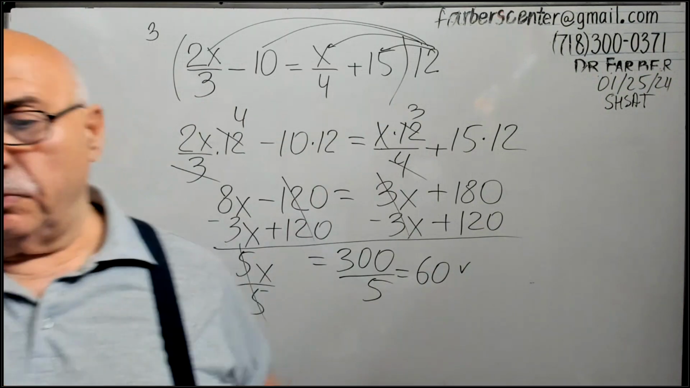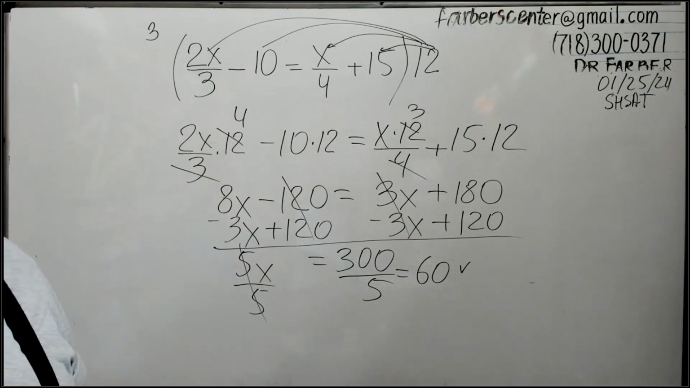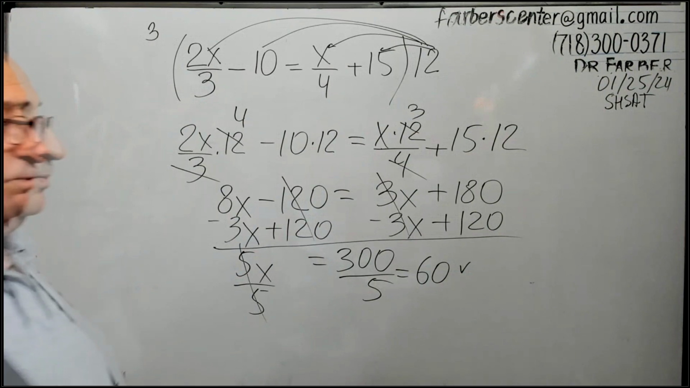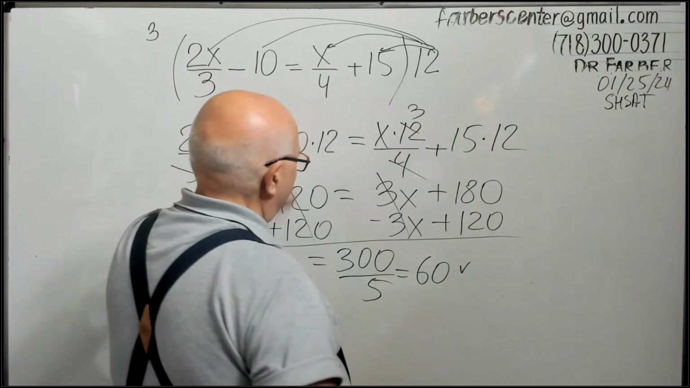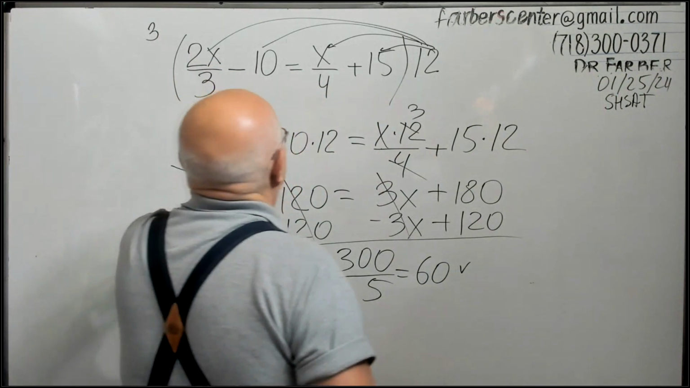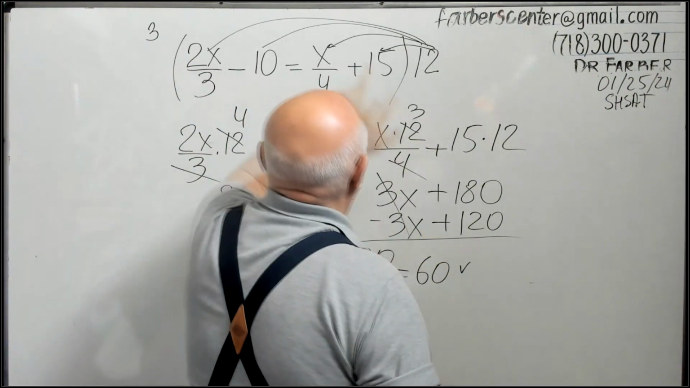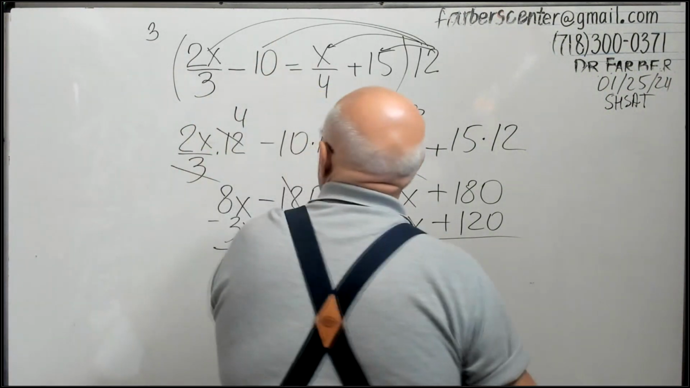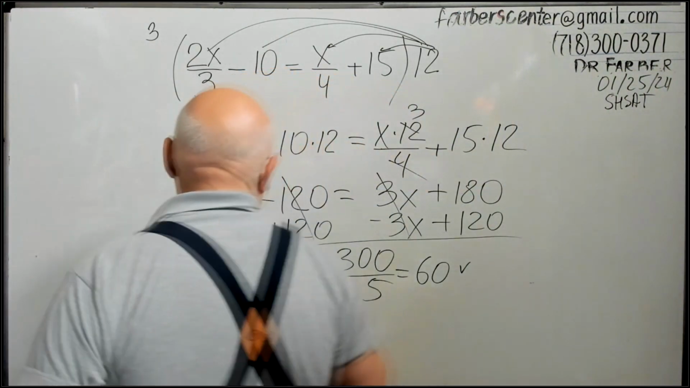Who wants to see how to check this? Put your hands down. Who wants to see how we can check this? Take only the original equation. Why original, not intermediate? Because what if you did intermediate steps wrong? Only use the original equation. For instance, here. Check.